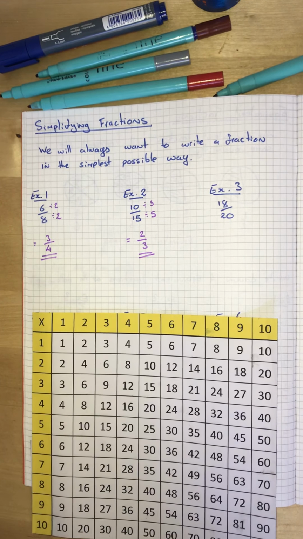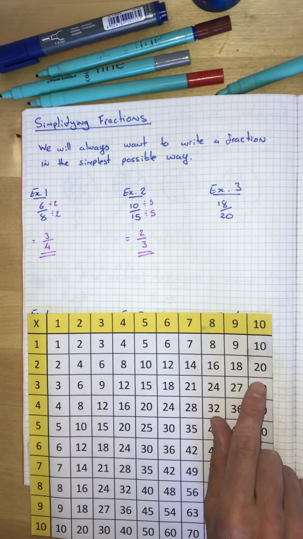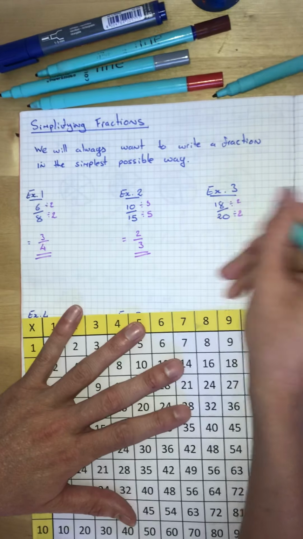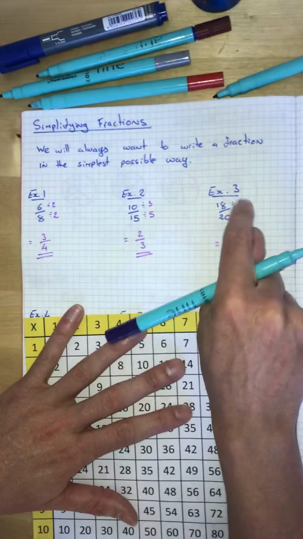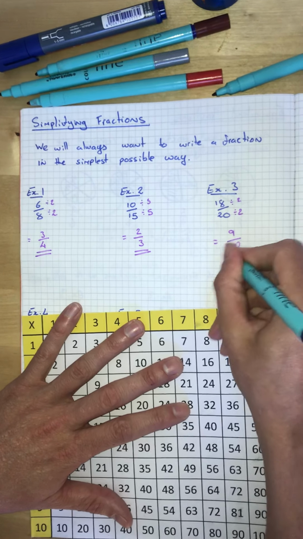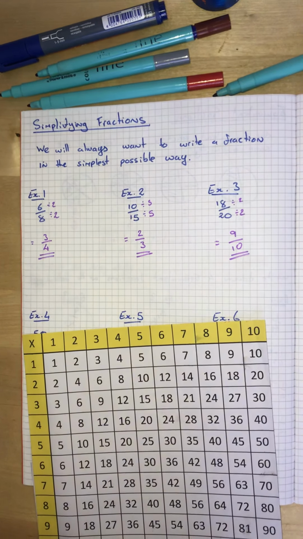And next one, we've got 18/20. Now, let's think, what times table are both 18 and 20 in? And again, we can see that it's in the 2 times table. So I'm going to divide the top and the bottom by 2. 18 divided by 2 is 9. 20 divided by 2 is 10. So 18/20 simplifies to 9/10.